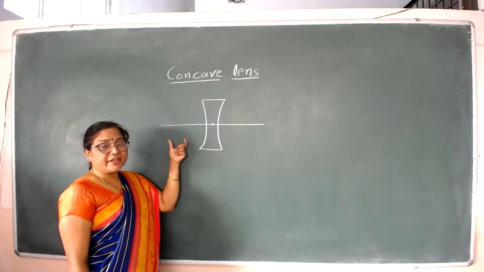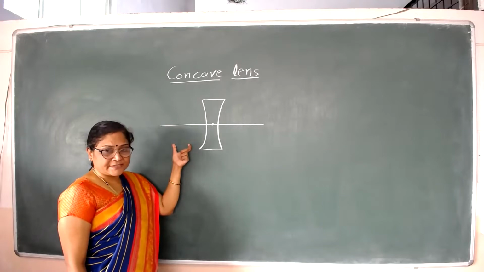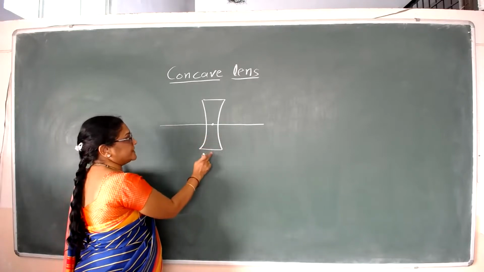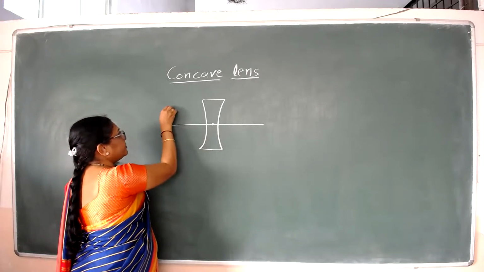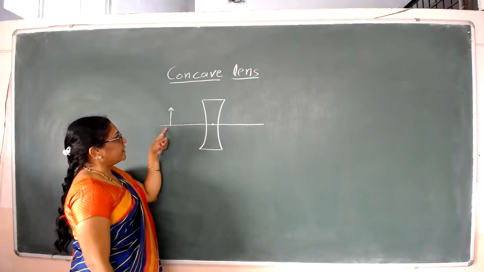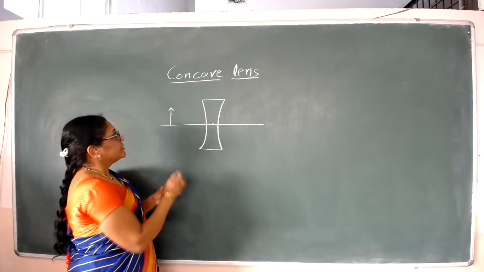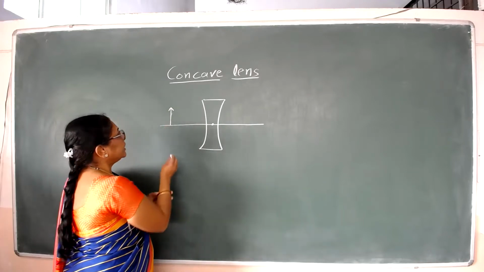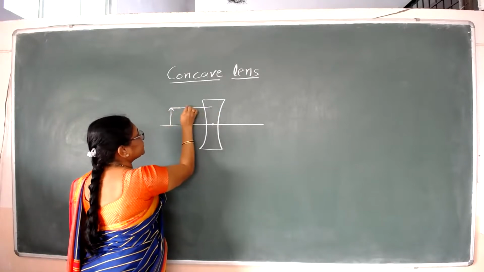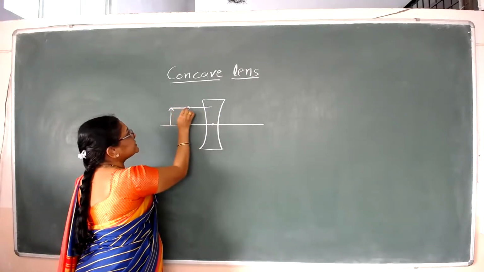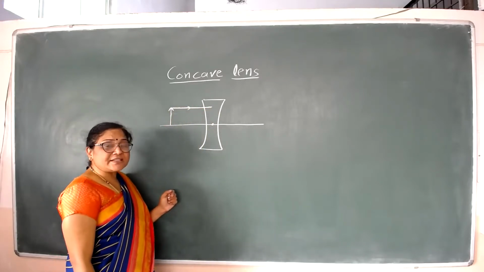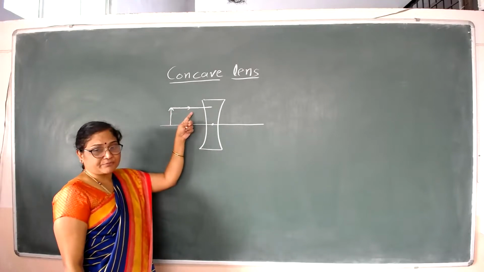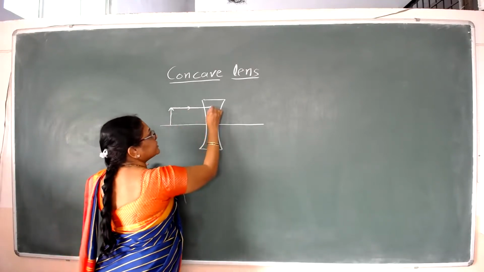Let's see how to draw the ray diagram for the concave lens. Here this is a biconcave lens. If an extended object is situated on the principal axis, then draw a ray diagram. The first ray of light is incident on the concave lens and is refracted. But the lens is concave, so there is a divergence from the principal axis.